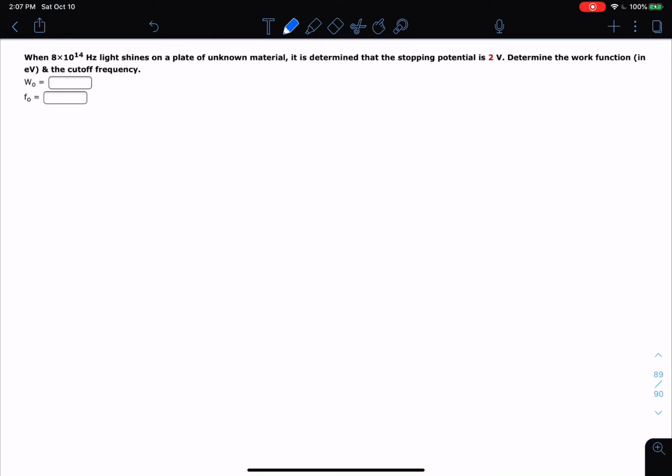When 8 times 10 to the 14th hertz light shines on a plate of unknown material, it is determined that the stopping potential is 2 volts. Determine the work function in electron volts and the cutoff frequency.